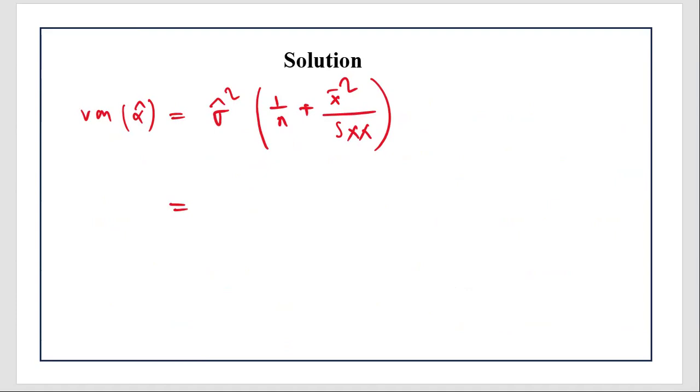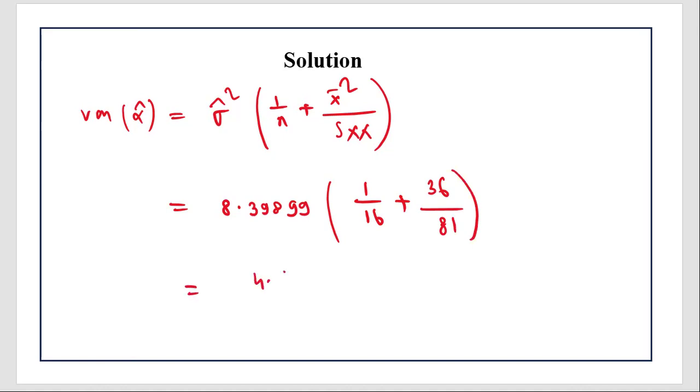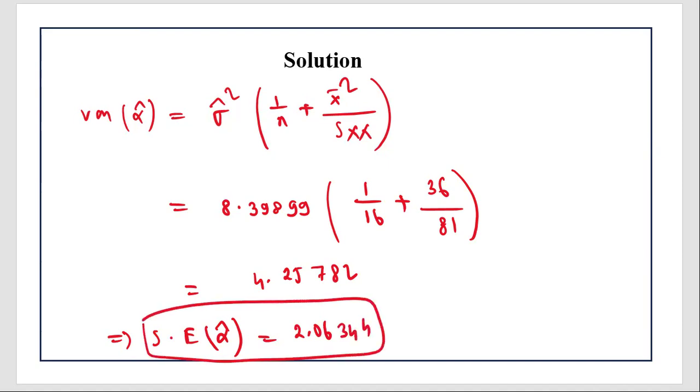Now we have got all the values. Sigma cap square was 8.39899, that is the estimated error variance. 1 upon n plus x bar square upon Sx: x bar was 6, so x bar square is 36, and Sx was 81. If you compute all these things, you will get 4.25782. So what will be the standard error? The standard error of alpha cap will come out to be 2.06344.